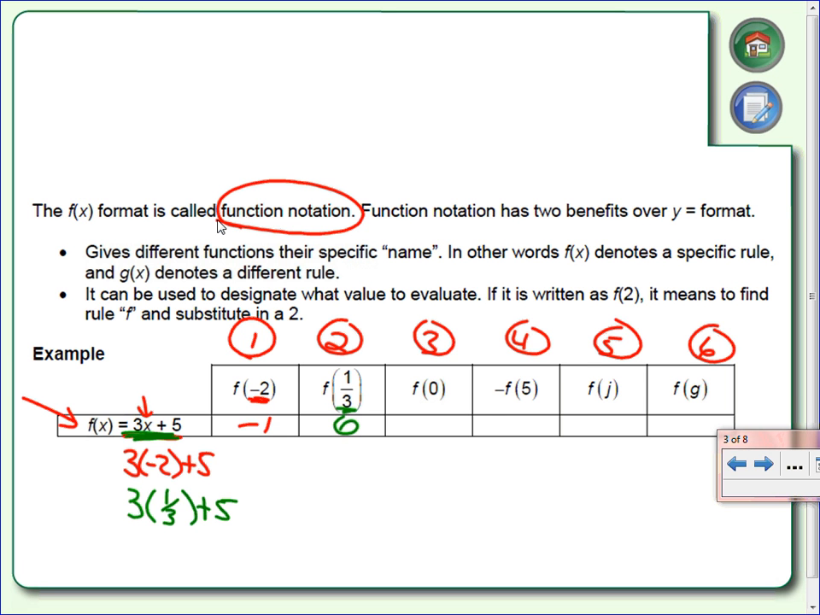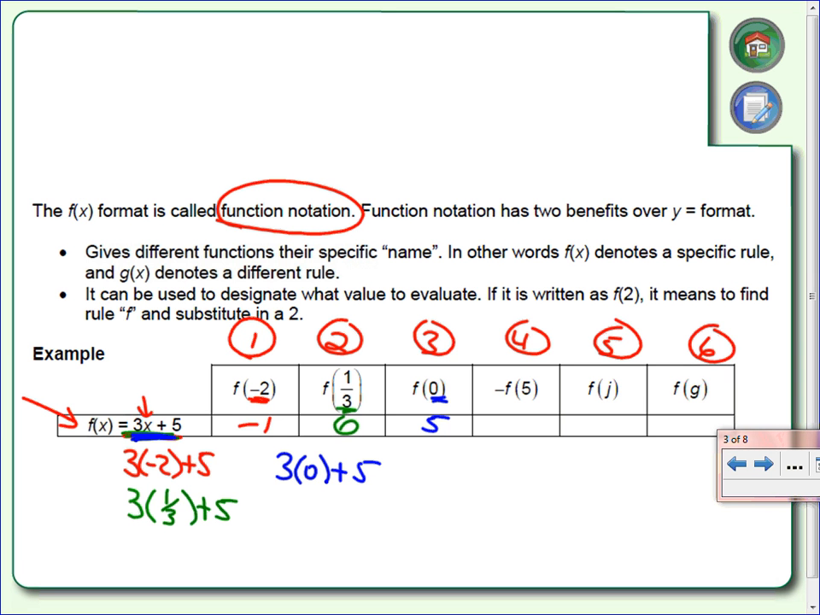Let's try the next one. F of 0. We're going to use the same rule again. But this time I'm taking out the X and replacing it with a 0. So it's going to look like this here. So put that in your calculator and see what you get this time. 5. Therefore, F of 0 is equal to 5.